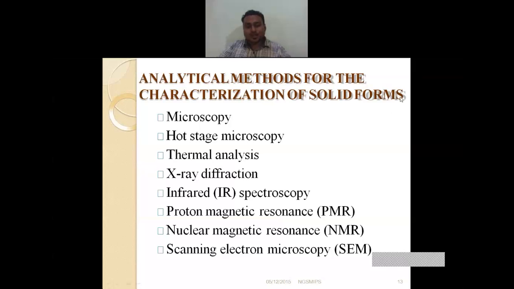Okay. So now, that is microscopy. Hot stage microscopy. Thermal analysis. X-ray diffraction. That is infrared spectroscopy. Proton magnetic resonance. Then nuclear magnetic resonance. Scanning electron microscopy. So these are the types. These are the analytical methods for the determination of polymorphism or characteristics.